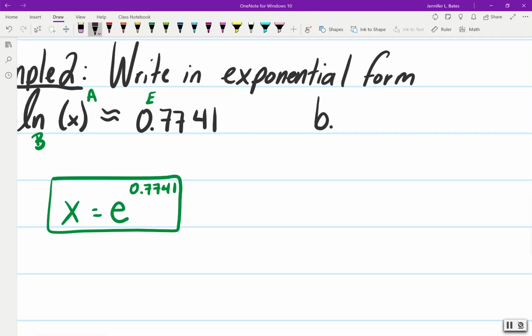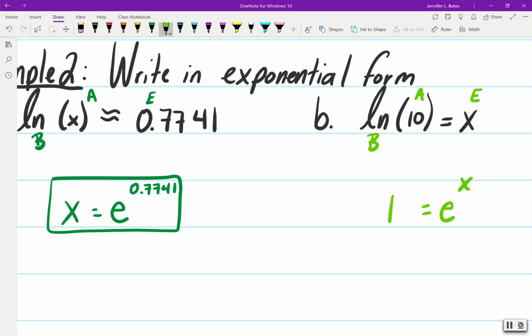Okay, let's do another one. The next one, we are told that the natural log of 10 is equal to x. So the natural log is still a log, so I'm still thinking that silly trick, logs are BAE. Except that I know the base is what? What's the base for ln? It's E. So the base for natural log is E. So I know I have a base raised to an exponent equal to an answer.